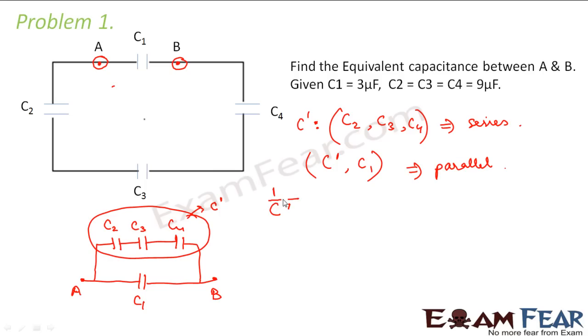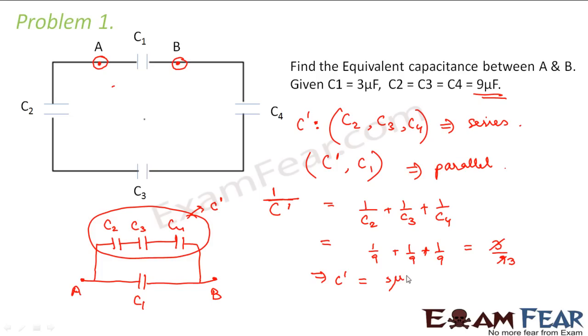So 1 by C dash will be equal to 1 by C2 plus 1 by C3 plus 1 by C4. So that is equal to 1 by 9 plus 1 by 9 plus 1 by 9, because C2, C3, C4 is given as 9 microfarads. So this is equal to 3 by 9. Therefore C dash comes out to be 3 microfarads, right? Now C dash and C1 are in parallel. Therefore the equivalent capacitance will be equal to C dash plus C1. So C dash is 3 and C1 is also 3. So this is 6 microfarads. Therefore the equivalent capacitance between points A and B will be equal to 6 microfarads.